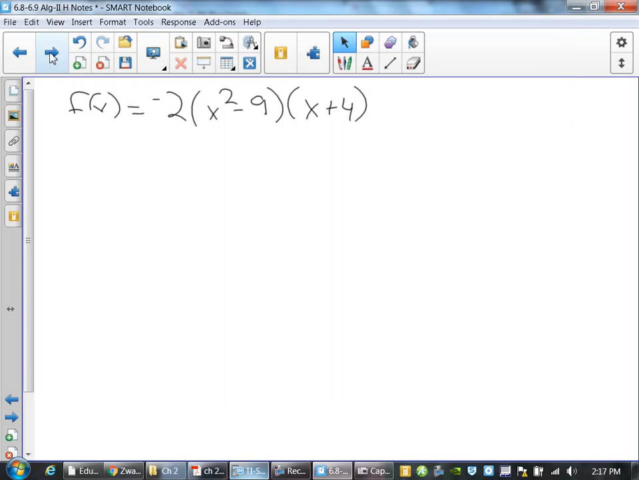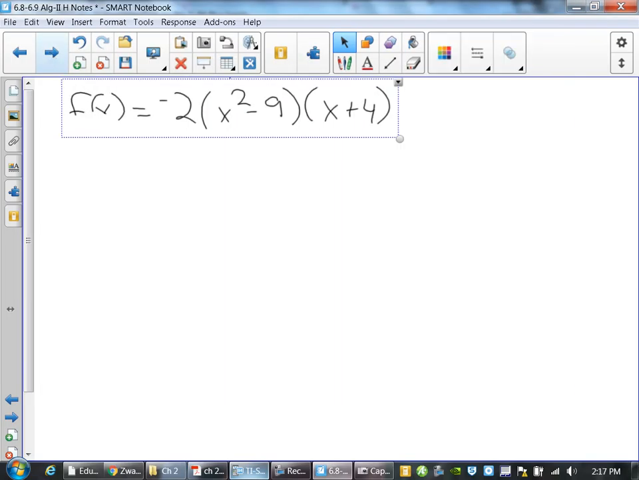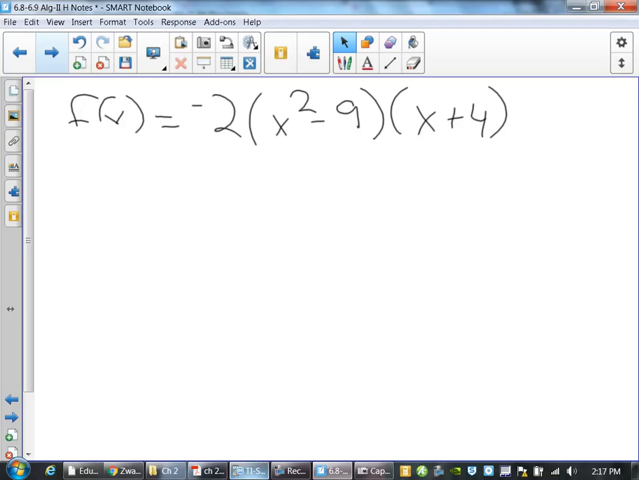Let's try another one. Let's plot this one via the zeros, end behavior, and find relative maximums and relative minimums. We have f of x is -2 times quantity x squared minus 9 times x plus 4. We know that we have zeros where? 3, -3, -4. Very good.